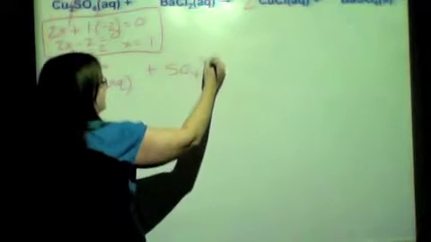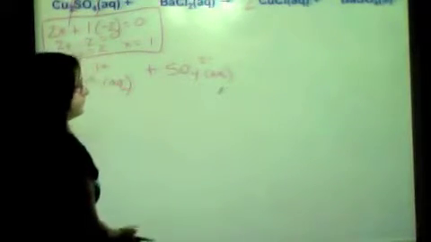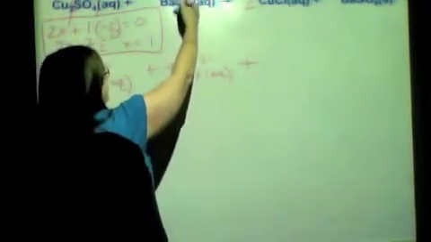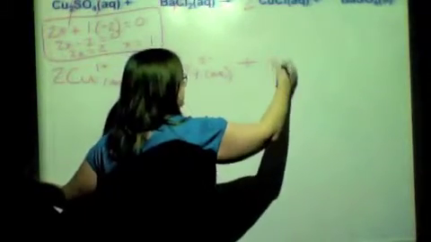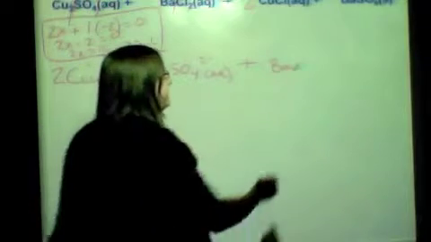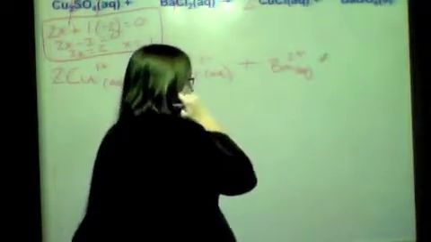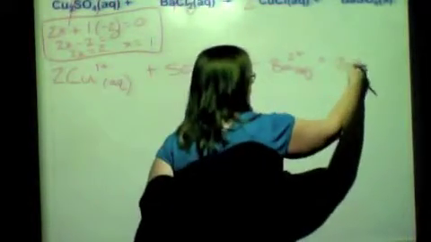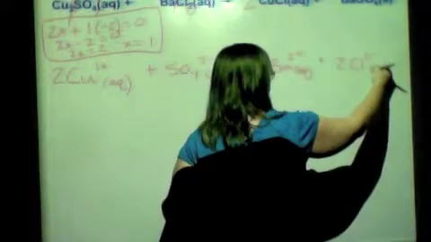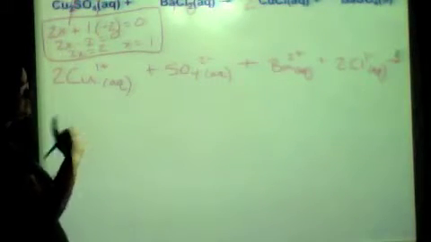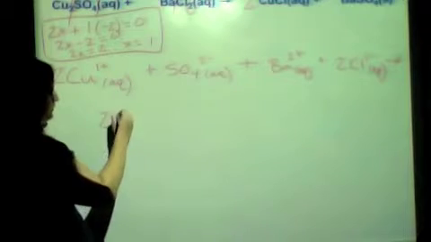Plus, now we have our sulfate, SO4. There's only one of them. It has a 2 negative charge, aq. Plus, now we do the same thing to the next compound, so we split it up. Barium, there's only one. Barium has a 2 plus charge, and it is aqueous. Plus, how many chlorines? 2, Cl, 1 negative, aq. Produces, now we have the right side of the arrow, 2, Cu.